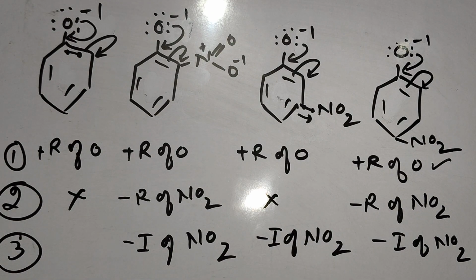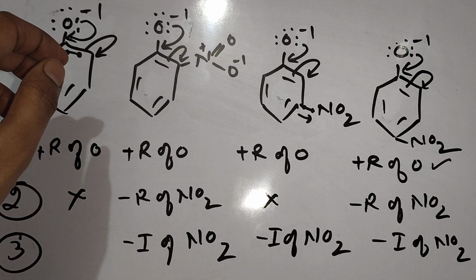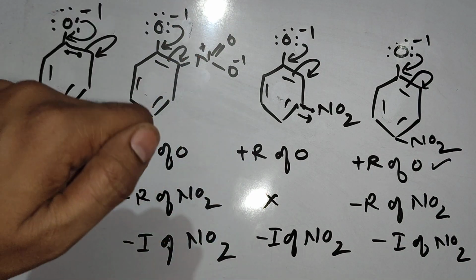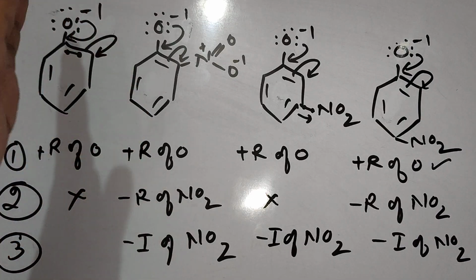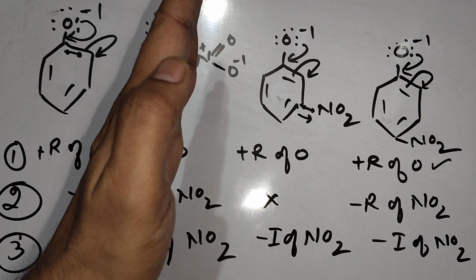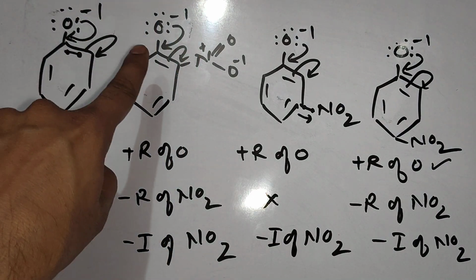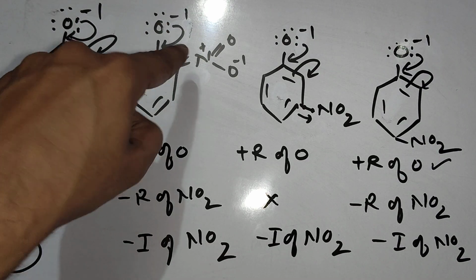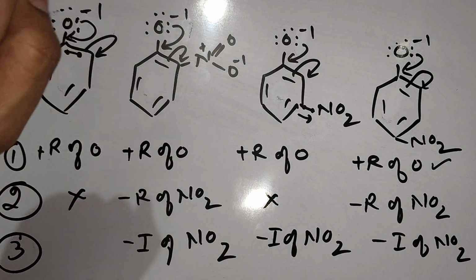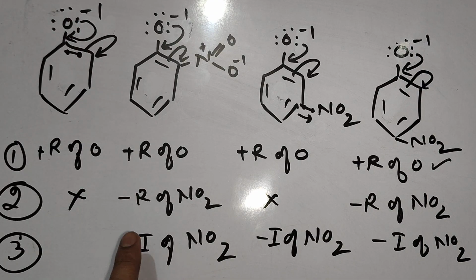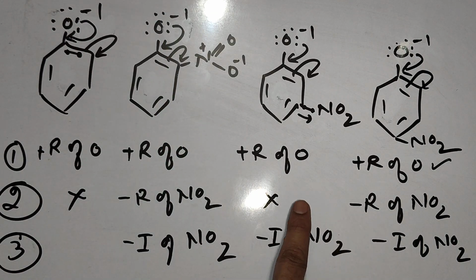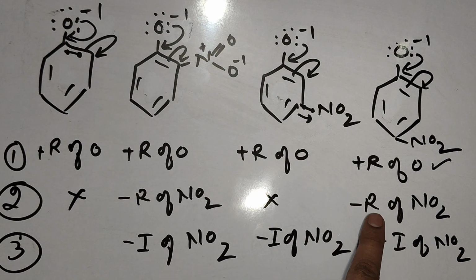Minus R. Will the minus R effect increase or decrease the stability of the anion? It will increase the stability of the anion. How? Because when it absorbs the electrons, it will decrease the negative charge. In previous videos I have told you, please check them. So here the minus R of NO2 will try to increase the stability. In meta it is not available. In para it is available. Okay.